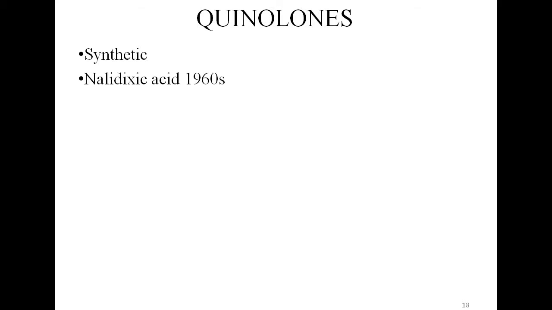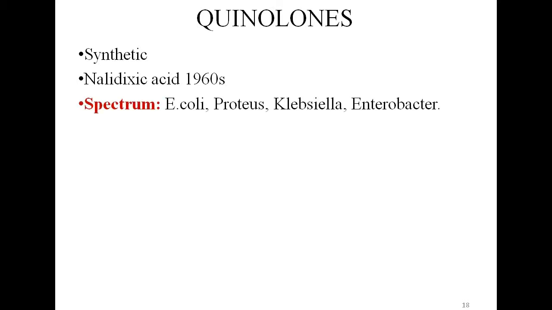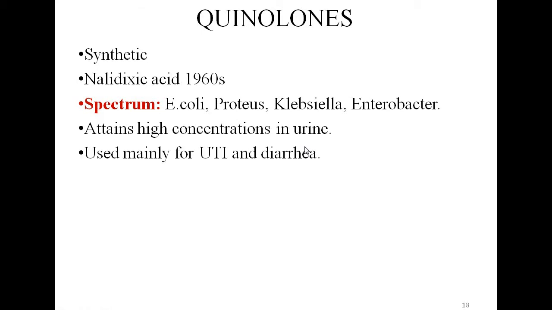be used clinically. Now, nalidixic acid is effective against gram-negative organisms like E. coli, Proteus, Klebsiella, and some Enterobacter species. On oral administration, nalidixic acid is absorbed almost completely and excreted with very high concentrations in urine. And so today, nalidixic acid, if at all used, is used mainly for urinary tract infections caused by E. coli, Proteus, Klebsiella, and for treating diarrhea caused by these organisms.